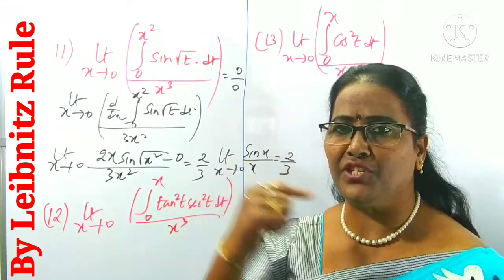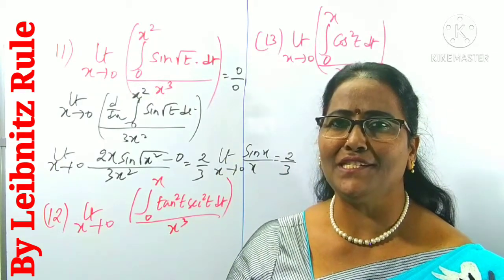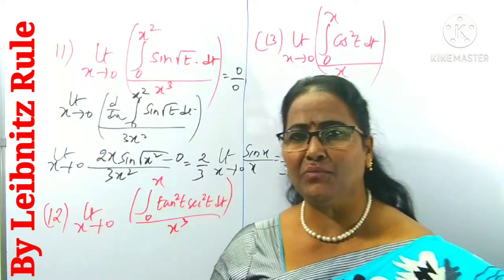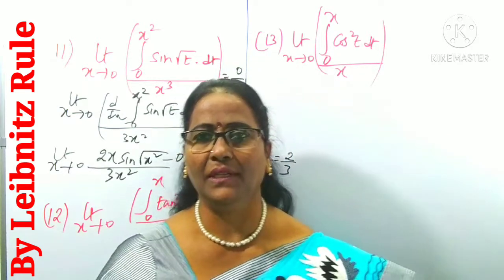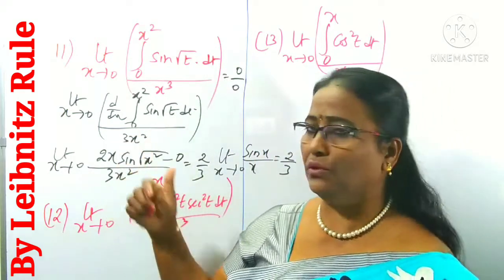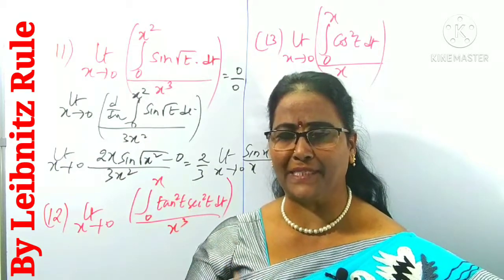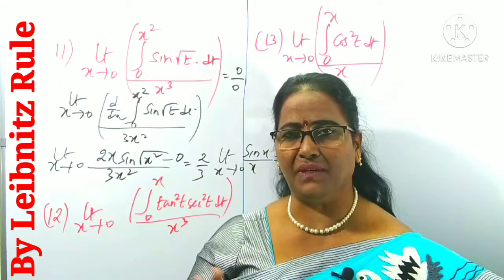That is in the form of 0 by 0, which is called the indeterminate form. To avoid the indeterminate form, we have to use the LH rule, that is called the L'Hospital rule. After applying the L'Hospital rule, we just have to follow the Leibniz rule. That's it. Very simple, right?